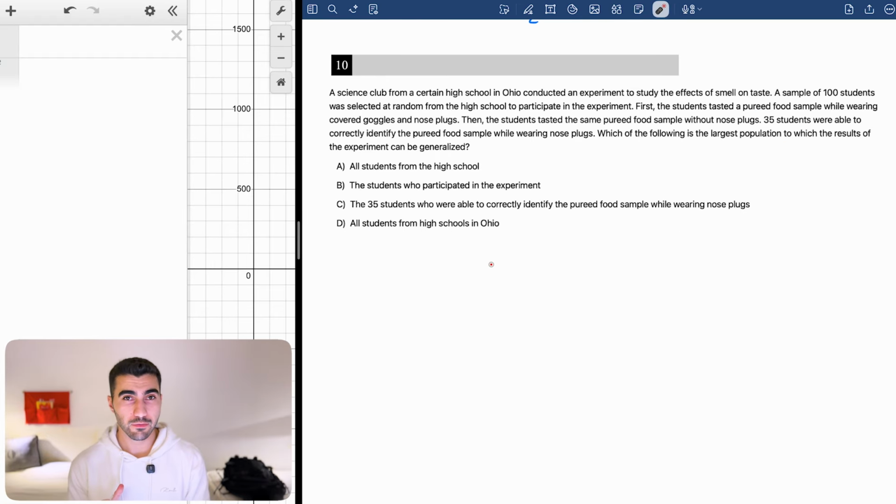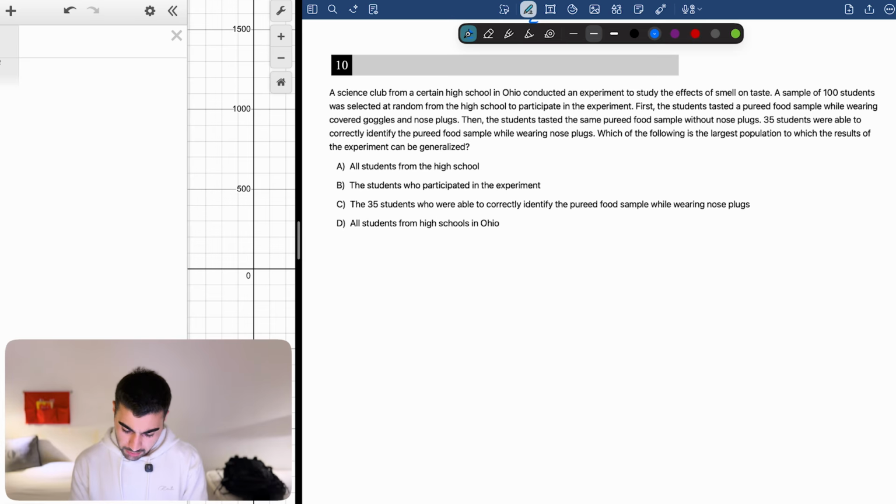Now the final question that we have is a very interesting one. The question says, a science club from a high school in Ohio conducted an experiment to study the effect of smell on taste. A sample of 100 students was selected at random from the high school to participate in this experiment. First, the students tasted a pure food sample wearing covered goggles and nose plugs. Then the students tasted the same pure food sample without the nose plugs. 35 students were able to correctly identify this. Which of the following is the largest population to which the result of this experiment can be generalized?